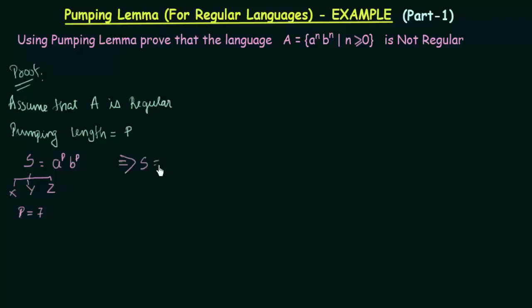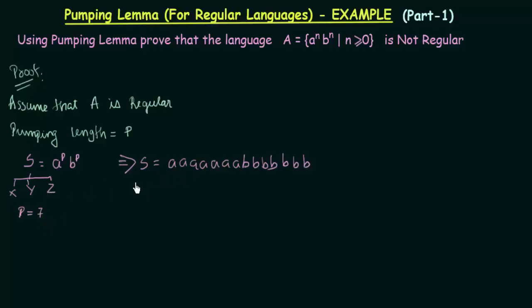I can write s is equal to 1, 2, 3, 4, 5, 6, 7, a 7 times, followed by 1, 2, 3, 4, 5, 6, 7, b also 7 times.